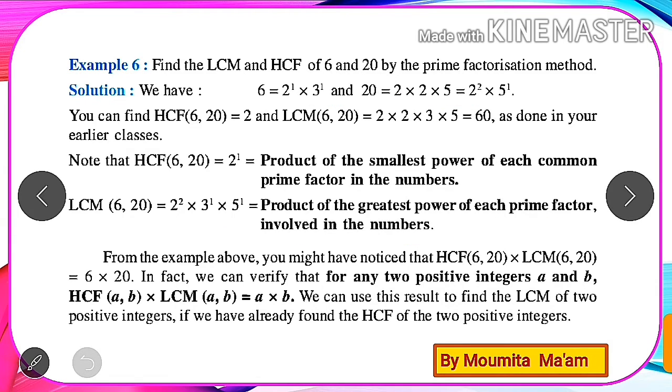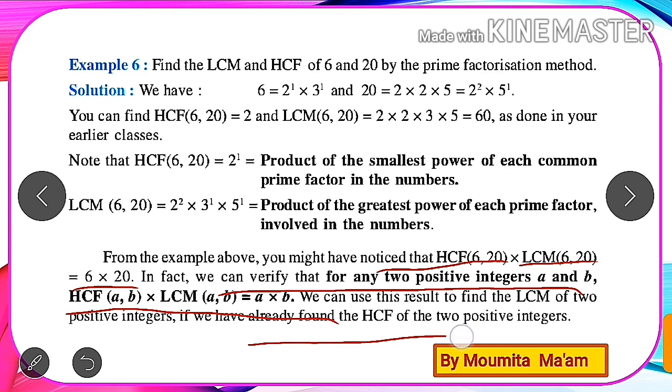From the above example, you might have noticed that the HCF of 6 and 20, that is 2, into the LCM of 6 and 20, that is 60, gives 2 into 60 is 120, which equals 6 into 20, that is the product of the given numbers. In fact, we can verify for any two positive integers a and b, HCF of a and b into LCM of a and b equals a into b. We can use this result to find the LCM of two positive integers if we have already found the HCF of the two positive integers.